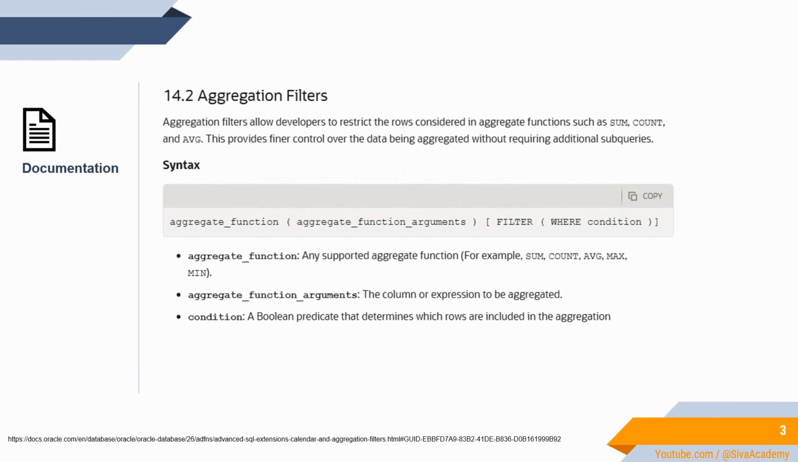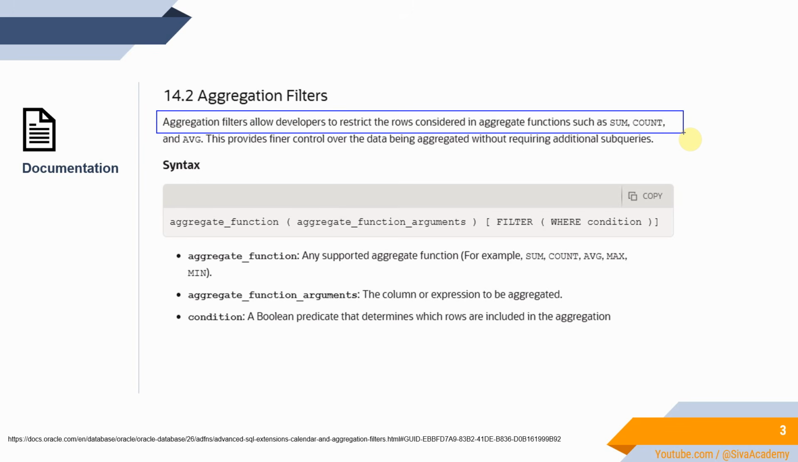So here is the snippet from Oracle documentation. As you can see here, aggregation filter allows developers to restrict the rows considered in the aggregate function. Generally what happens is whatever data is filtered as part of the from clause, the where conditions and having clause, all that data will be passed as an input to the aggregate functions like sum, count, min, max, average, right?